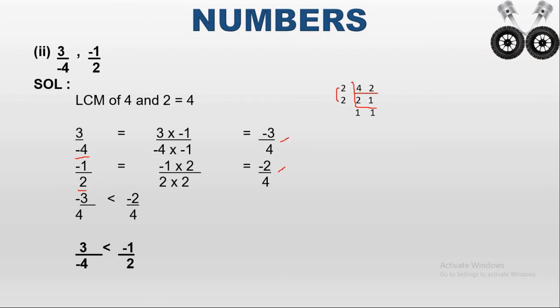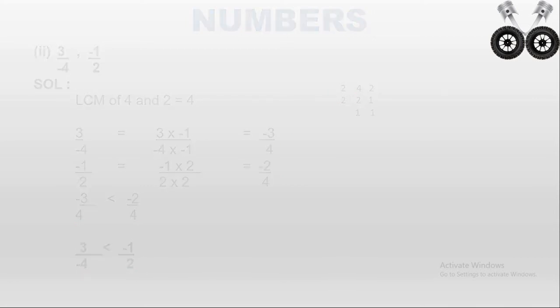Now you have to compare minus 3 by 4 and minus 2 by 4. The negative sign with the smallest number is greatest, and the negative sign with the greatest number is smallest. So minus 3 by 4 is less than minus 2 by 4. Instead of minus 3 by 4, I can write 3 by minus 4, and instead of minus 2 by 4, I can write minus 1 by 2. Therefore, 3 by minus 4 is less than minus 1 by 2.